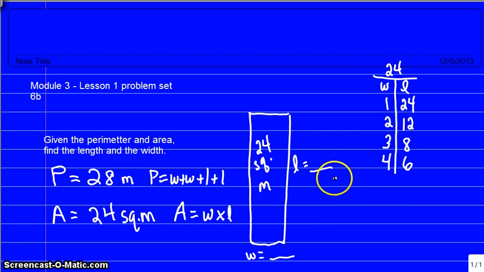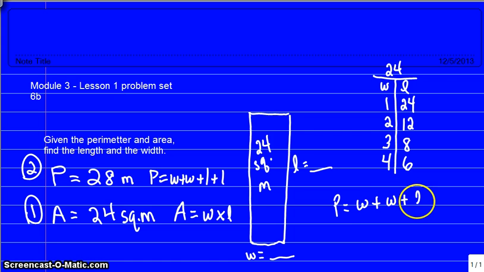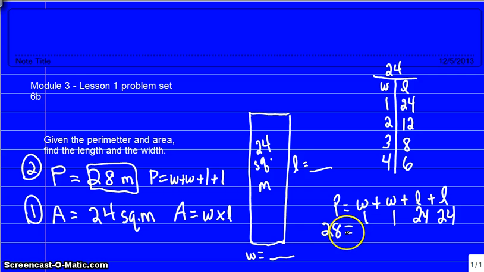Now I need to guess which ones might work out. And I plug in my width and my length into the perimeter formula. So step 1 is find the area possibilities, and step 2, see which of those would fit into the perimeter formula. Well, I'm going to rewrite it here so I can take a look. Perimeter equals the width plus the width plus the length plus the length. If I put in a width of 1, a width of 1, a length of 24, and a length of 24, would that add up to 28? I need to make sure that I'm balancing both sides of my equation. This 28 should equal everything here.